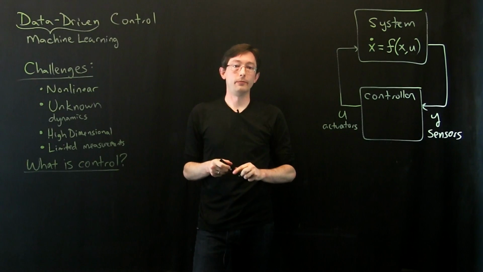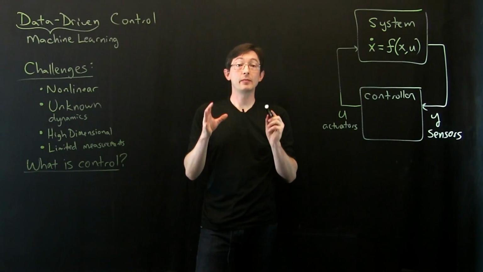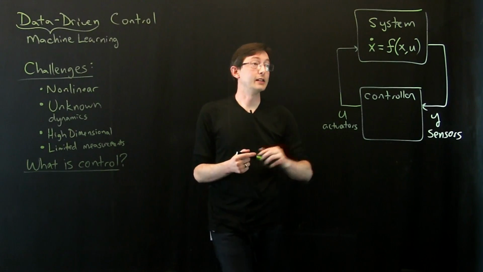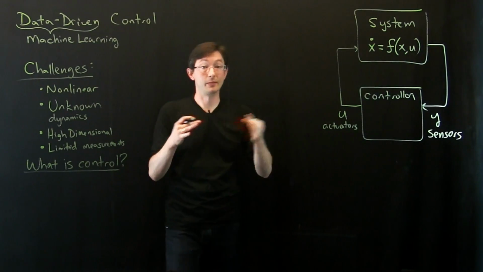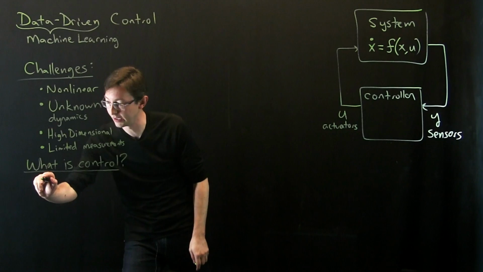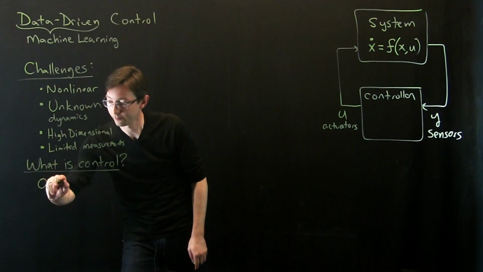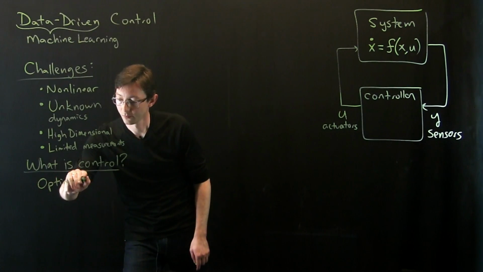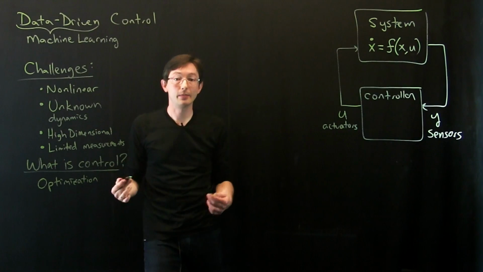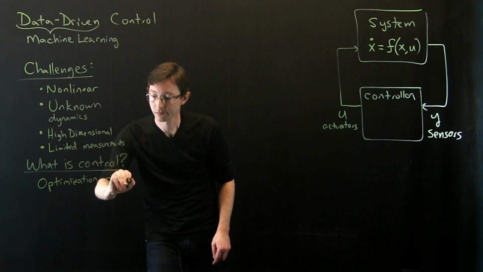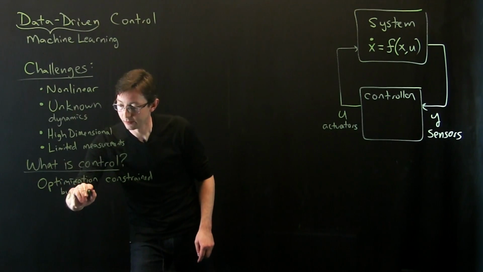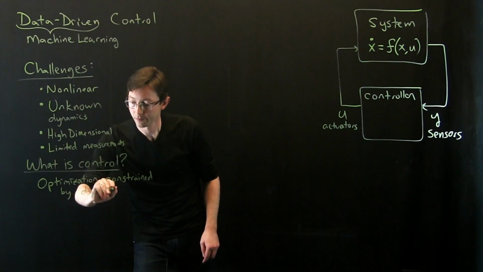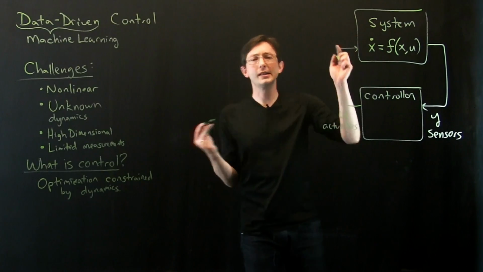I think of control as an optimization that is constrained by the dynamics of your system, the physics of your system. So this is an optimization that is constrained by dynamics. Let's write this. Constrained by dynamics. Okay, so what does the optimization look like?